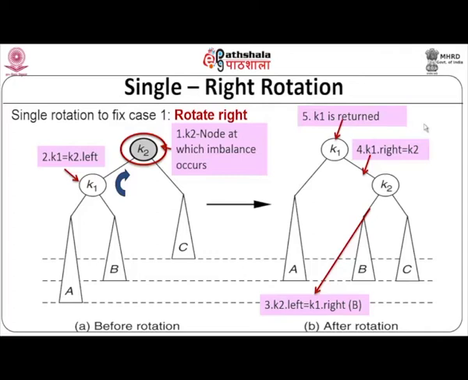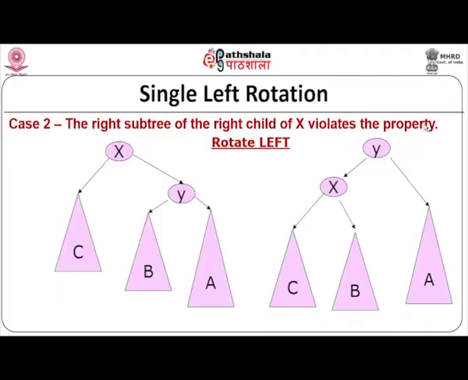What are the 5 steps? First you have to identify the node K2, then you have to find K2's left child, K1. I mean, which rotation to do we are not looking at here, what happens during rotation. Third step is to make K2 dot left equal to K1 dot right, here in this case B, and then make the new K1 dot right equal to K2 and then return K1. So, this is single right rotation. Next we will see the case of the left rotation.